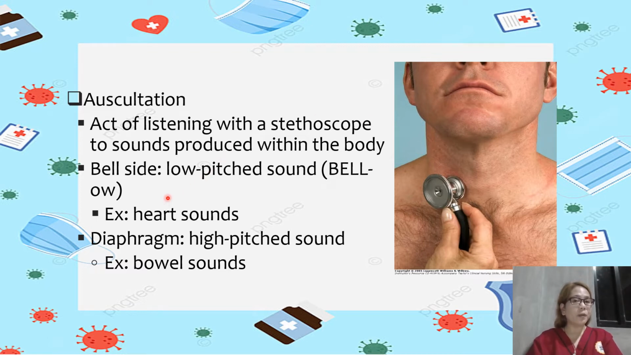So there are two parts of the stethoscope. You will be using, of course, your stethoscope. We have the bell side, which is the smallest part, this one. This is used to listen for low-pitched sounds. For example, the heart sounds, especially the adventitious sounds of the heart. So you have to remember this: bell, low. Meaning, the bell is used to listen for low-pitched sounds.